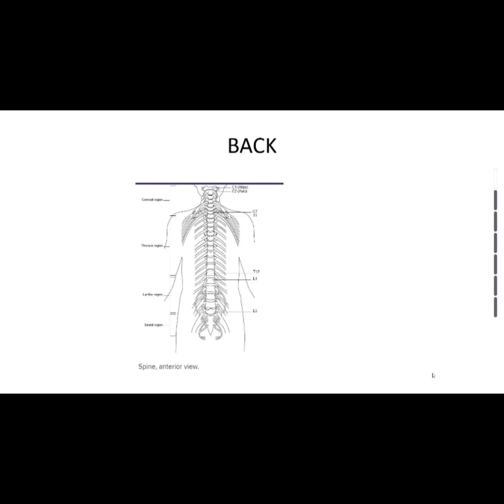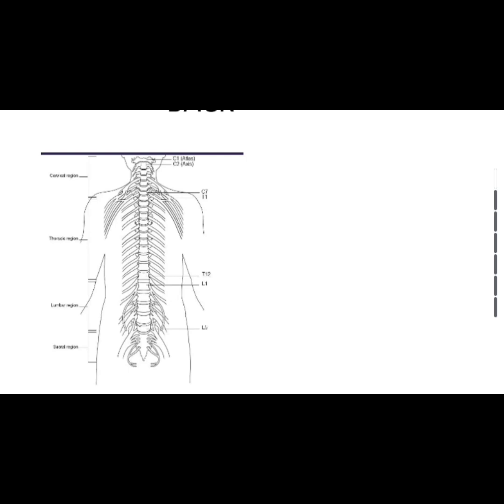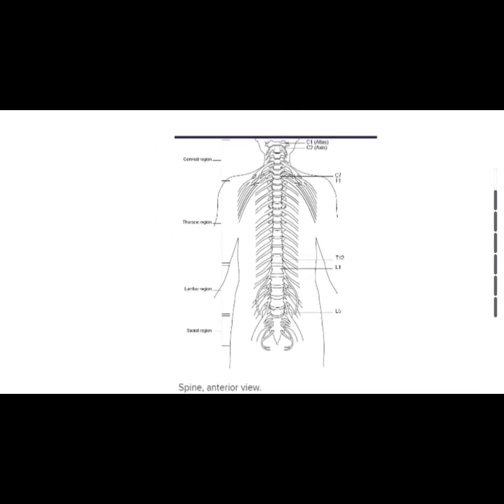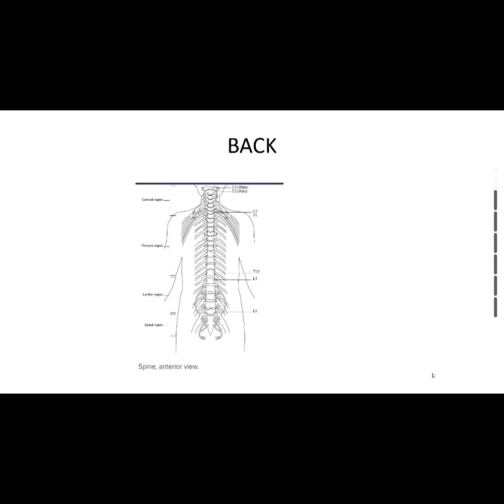For example, L1, that is lumbar vertebra 1. That is where the spinal cord ends. The lower border of L1 is where the spinal cord ends. And then you can see L5. So basically that is just the back, looking at it from the front.